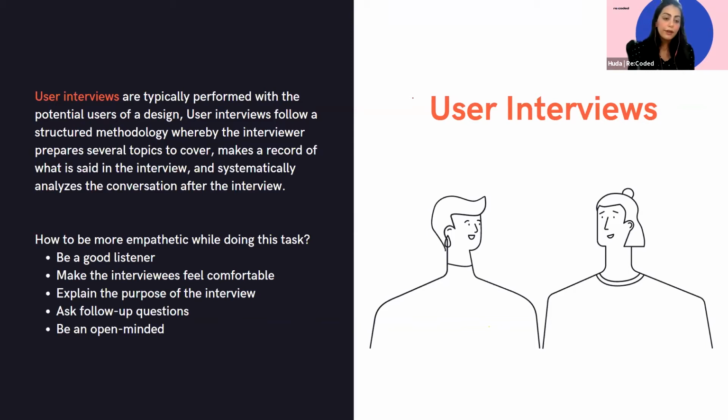Another thing that you can do to be more empathetic is to make the interviewee feel comfortable. Again, a lot of people are afraid to share their emotions, their needs, or their problems. So making the interview comfortable is an important thing to do. Telling them that they can stop whenever they want, or that they can skip any question, is very important to share with them during or before the start of the interview.